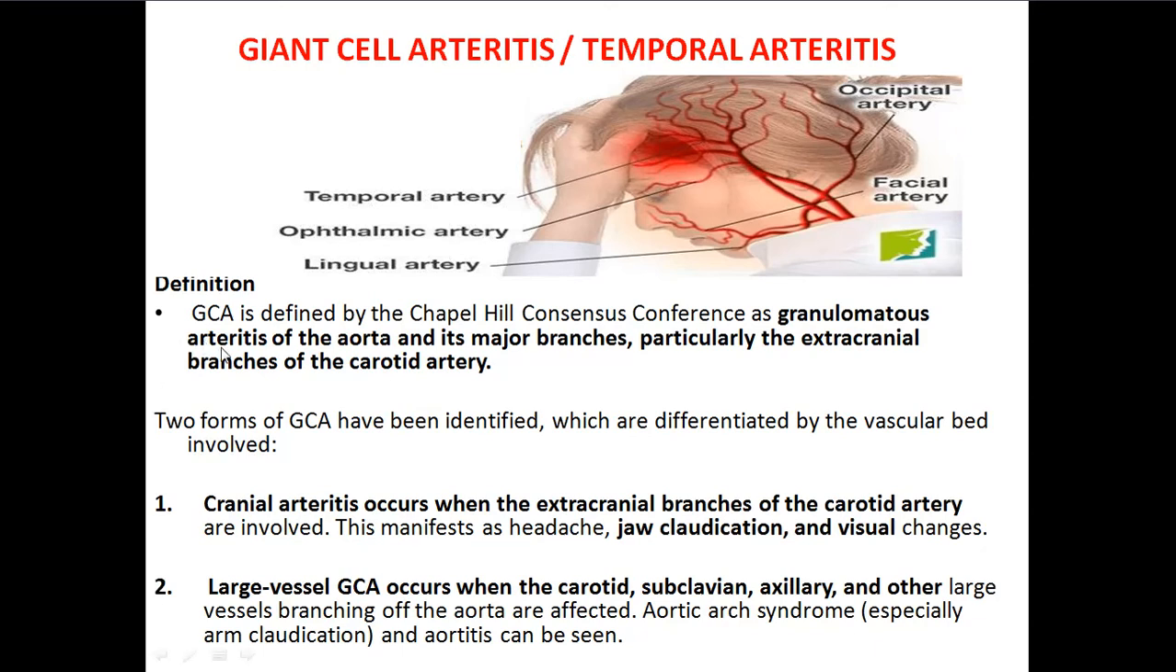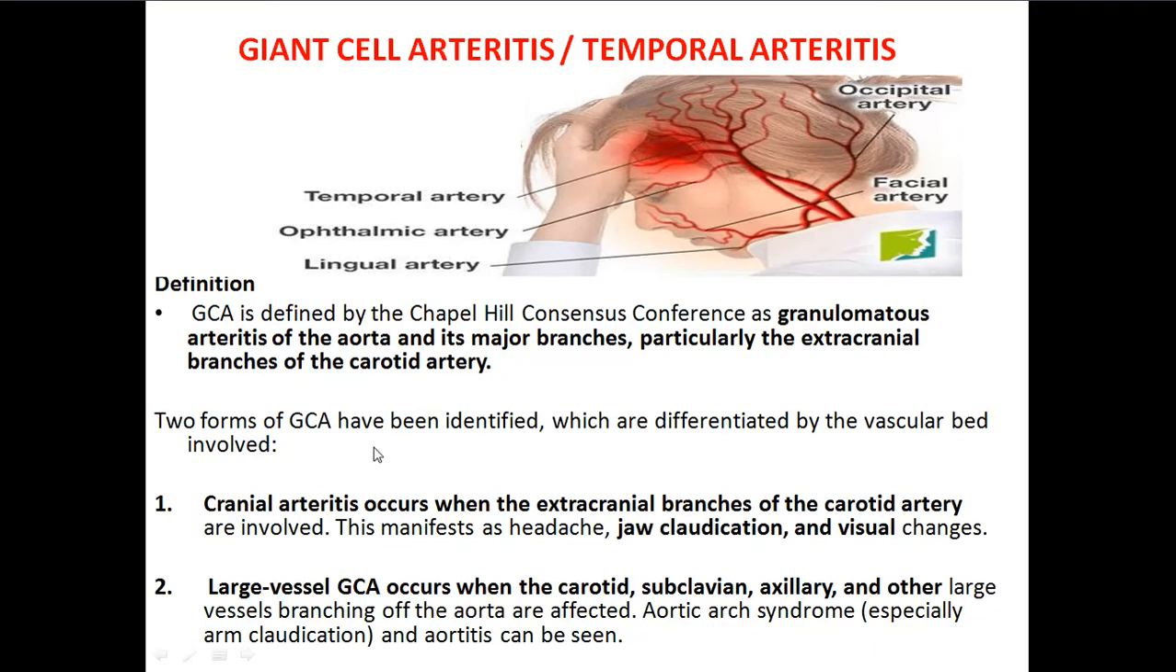Giant cell arteritis is defined as granulomatous arteritis of the aorta and its major branches, particularly the extracranial branches of the carotid artery. So, important here, the extracranial branches of the carotid artery, and it's a granulomatous disease.